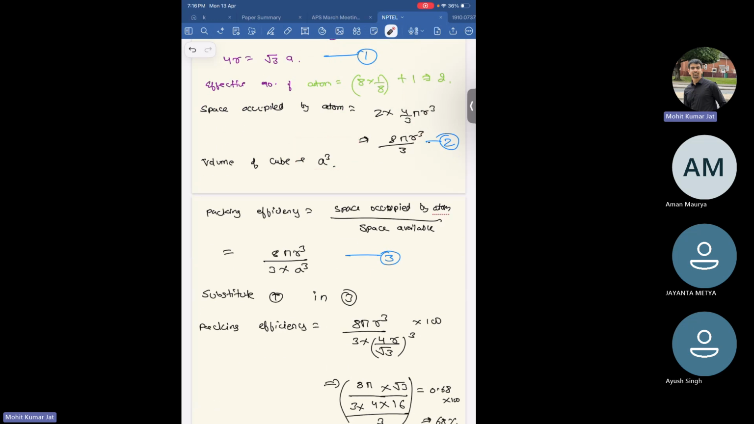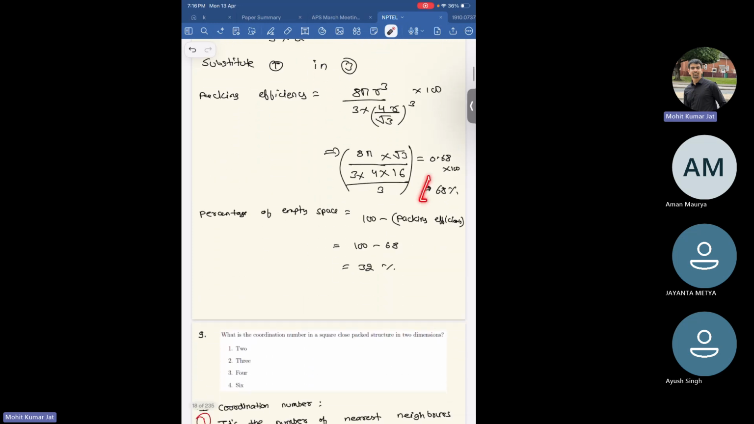Packing efficiency is space occupied by atoms divided by space available. So you extract it to be 68%. Now the percentage of empty space will be whatever is occupied subtracted from 100, right? And that's what you get, 100 minus 68, to be 32.